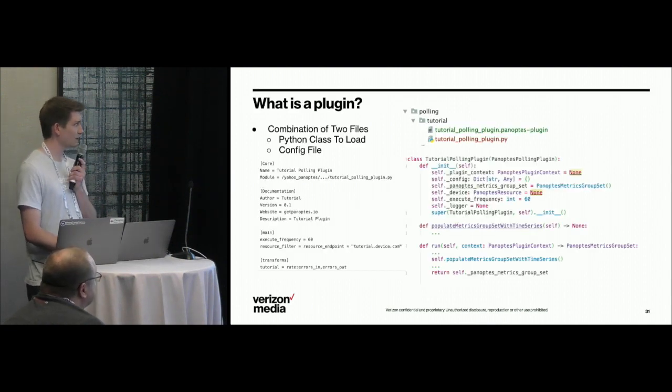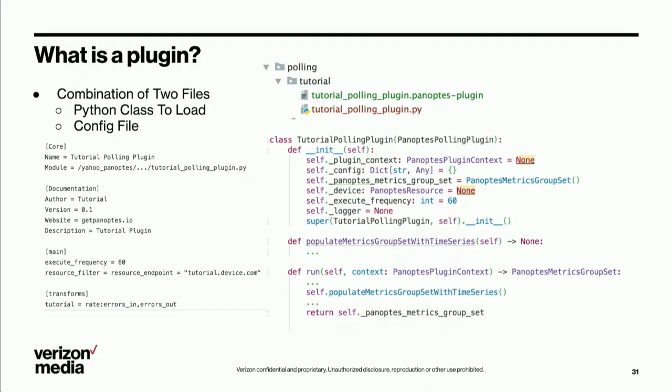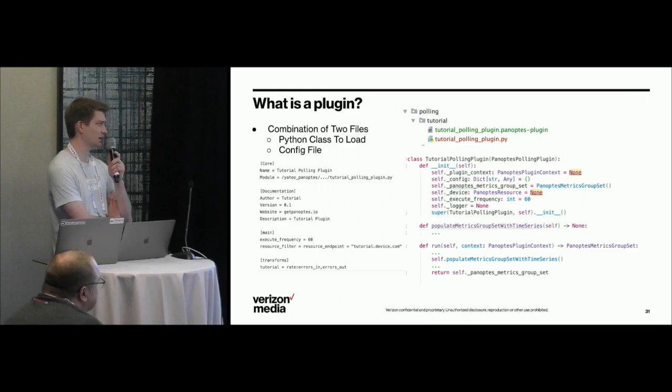So what is a plugin? A plugin is a combination of two files. As you can see on the right, we have a Python class to load. You can put anything you want in this. You can import external Python libraries and use them, call functions on them inside of the code. You can make an SSH or SNMP connection to a device. You can import the requests library and make an API connection. So really, anything you can do in Python code, you can do within a Panoptes plugin.